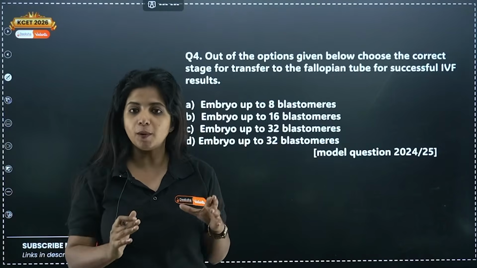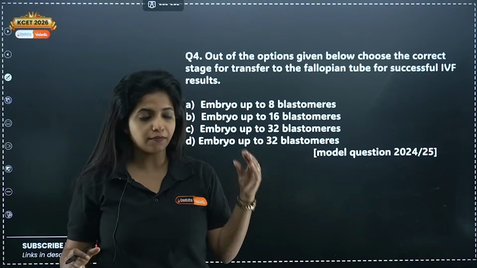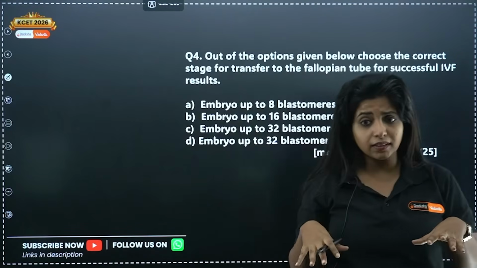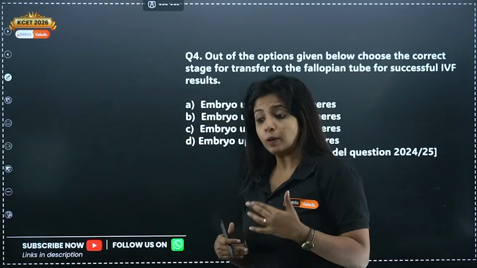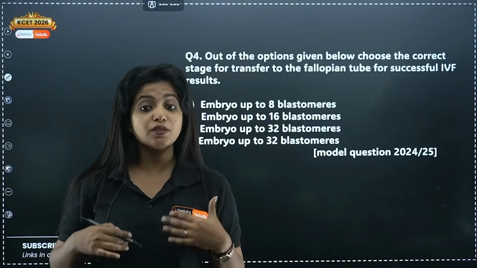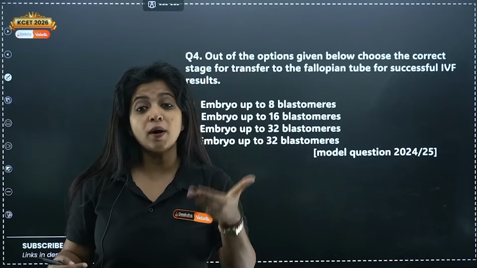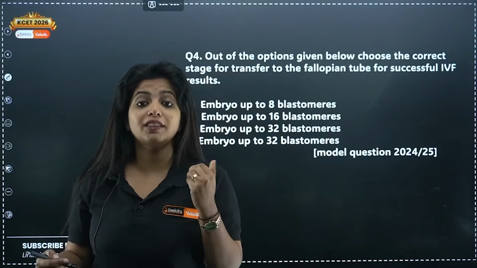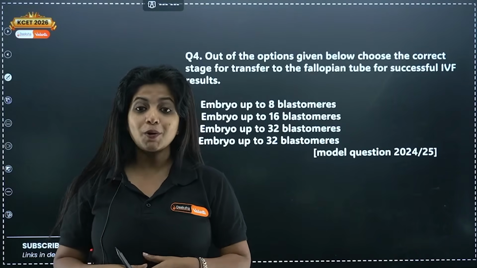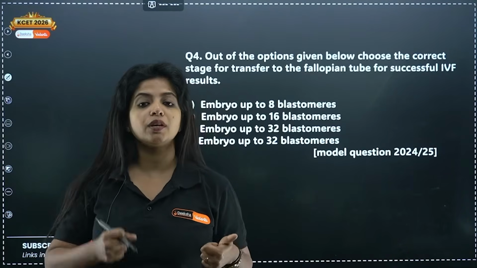So the embryo is being formed in vitro, that means in the laboratory itself. The egg and the sperm are being fertilized inside the laboratory condition. Zygote is being formed. This zygote is a single cell. Now it has undergone division also. It has formed an embryo. But embryo up to what stage are we going to put inside the fallopian tube? Because anyway, development has to take place within the female body itself. So either you can put it in the fallopian tube or you can put it in the uterus.